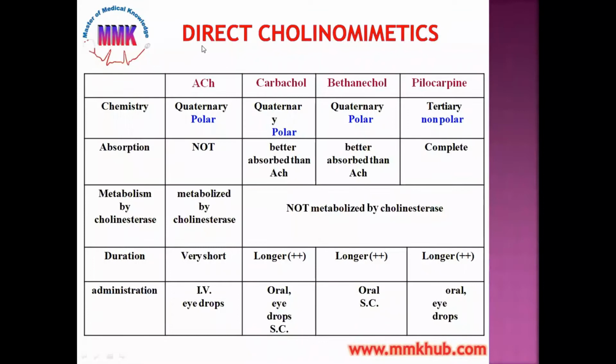Now we talk about the metabolism by cholinesterase. As I've told you before, acetylcholine is the only neurotransmitter, or drug here, which will be metabolized by cholinesterase, and the rest will not be metabolized. Now, duration of action: acetylcholine has the shortest duration of action. Carbachol, betanechol, and pilocarpine are equally longer. And the administration: acetylcholine is mostly used for IV or eye drops, and carbachol can be used orally, as eye drops, and subcutaneously, but not for IV. Betanechol can be used orally or subcutaneously, and pilocarpine can be used orally as a tablet and also for eye drops.